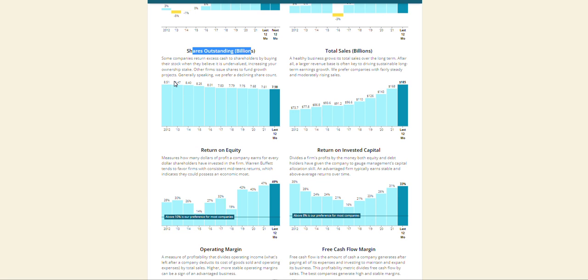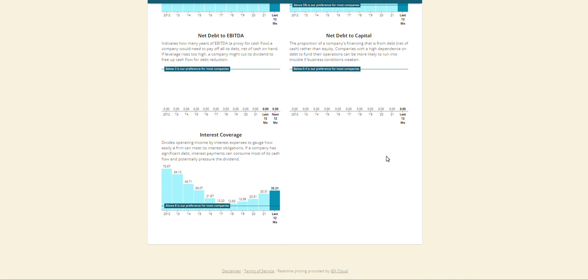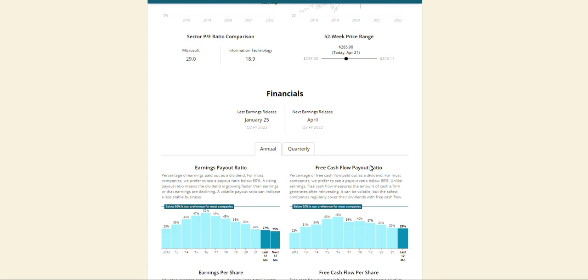Shares outstanding, again, something that we should always look at. Okay, it's declining, it's heading downwards, which is good. The more the company buys back its shares, the more your own shares will be worth, basically. Okay, and then you've got the EBITDA and the net debt to capital. You've got so much information in here.